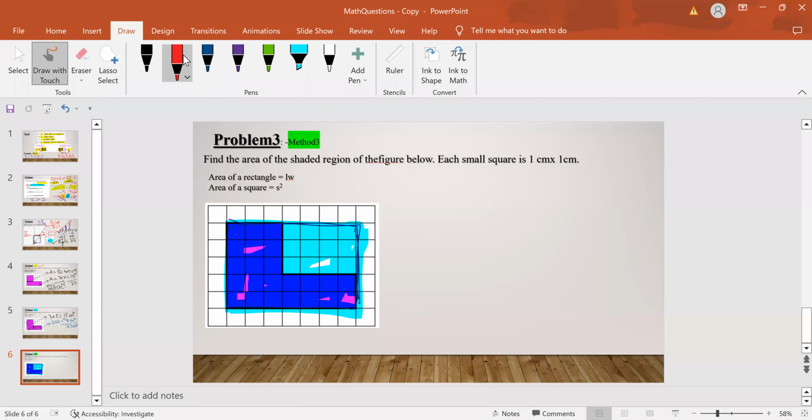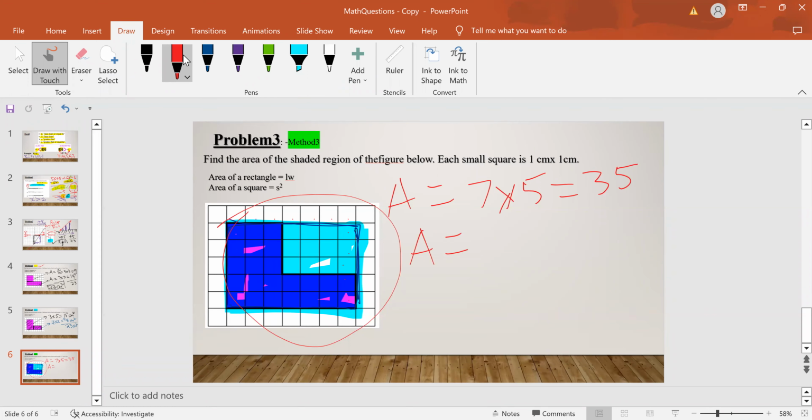So the area for this big rectangle will be what? A equals, again, length multiplied by the width. So we count 1, 2, 3, 4, 5, 6, 7. So you have 7 multiplied by 1, 2, 3, 4, 5. 7 multiplied by 5, that gives you what? 35.